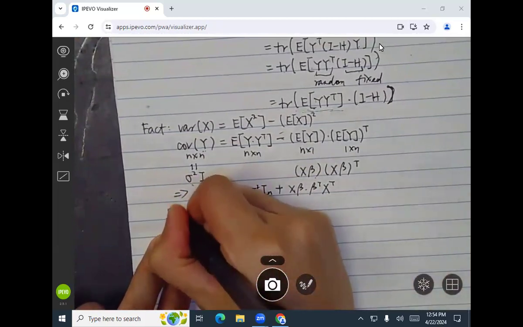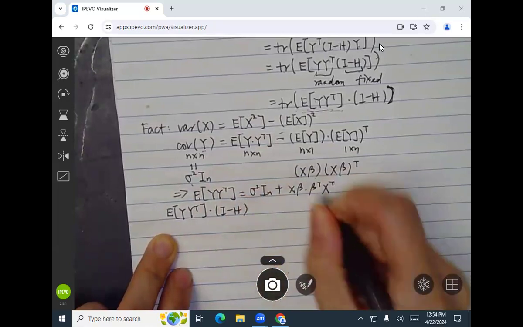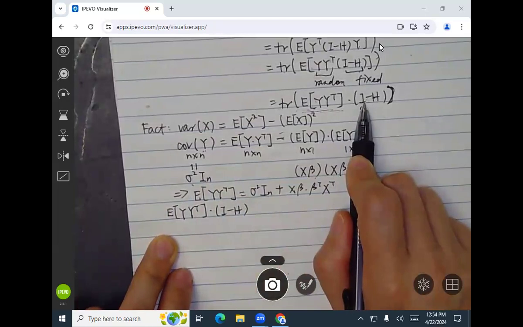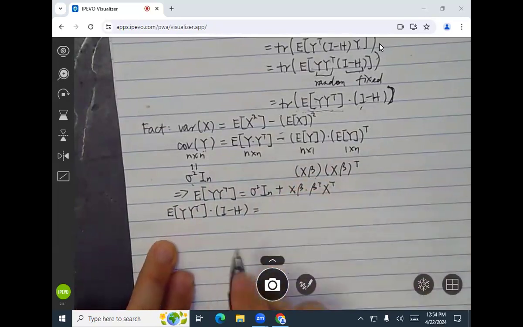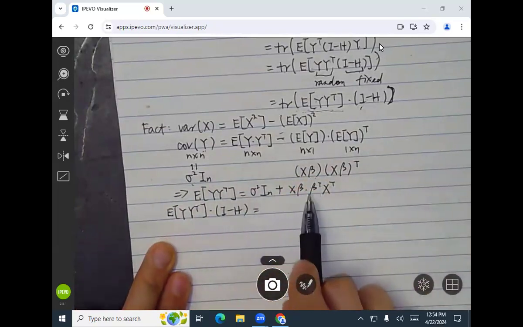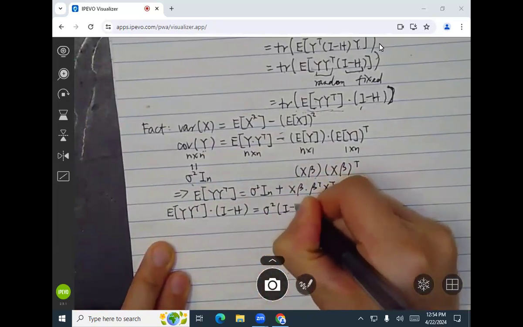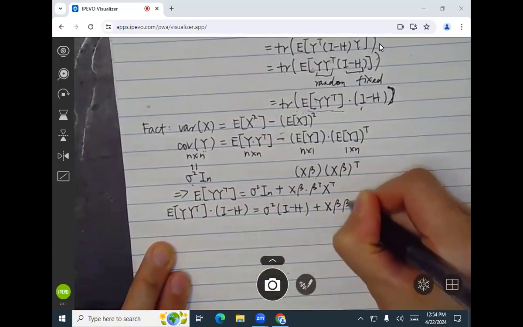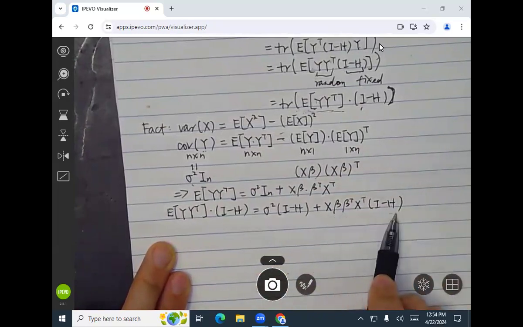So the expectation of Y Y transpose times I minus H is what? And by the way, this I is also I_n, the n-dimensional identity matrix. So I put this inside, and you can see that I would just open up the terms. For the first term, I would get sigma squared I minus H. For the second term, I would have X beta beta transpose X transpose I minus H. Okay, and for this term, the interesting thing is that it's actually 0.